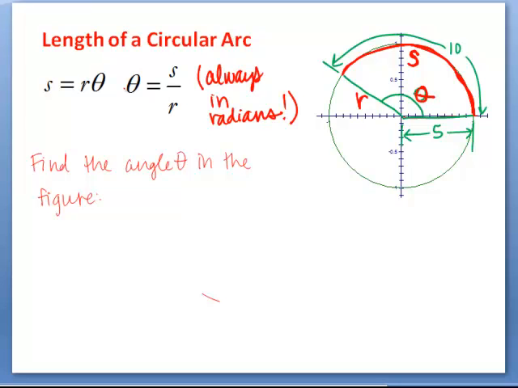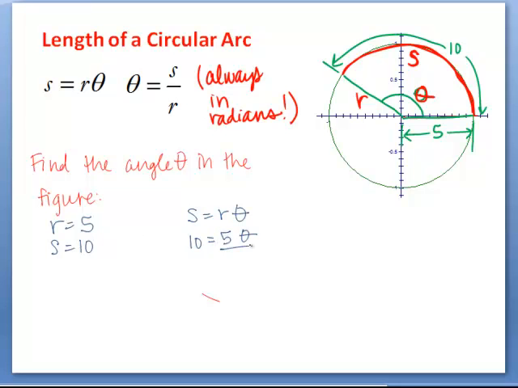Degrees do not work. Okay, so in this case, let's find the angle theta in the figure. We're given a radius of 5, and we're given an arc length of 10. S equals 10. To find theta, in our formula S equals R theta, we just fill in what we know. So S is 10, R is 5, and we're looking for theta.